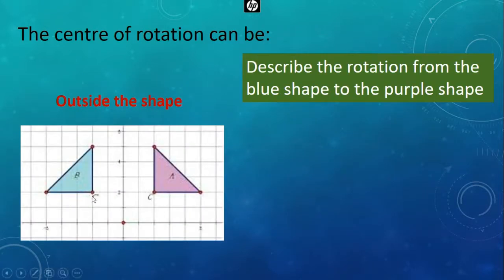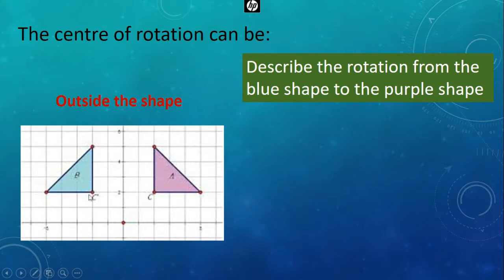Like this one here. The centre of rotation doesn't have to be inside or on the shape. It can be outside of the shape. And in this case here, we've got this red dot down at the origin here. This is our centre of rotation. So it says describe the rotation from the blue shape to the purple shape. Here's the blue shape. So the first thing is the direction. It's moving in a clockwise direction.